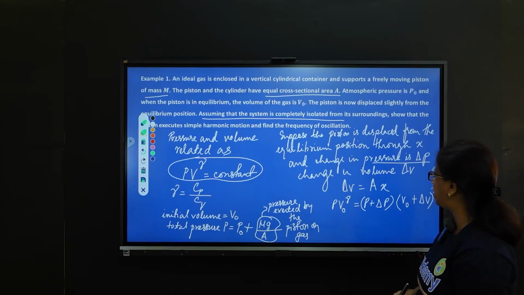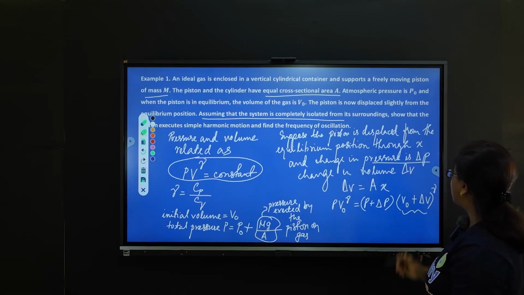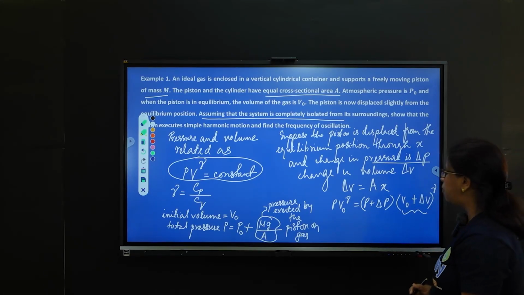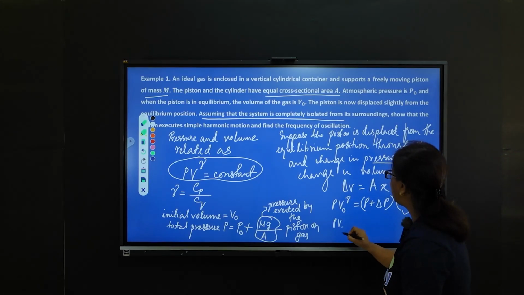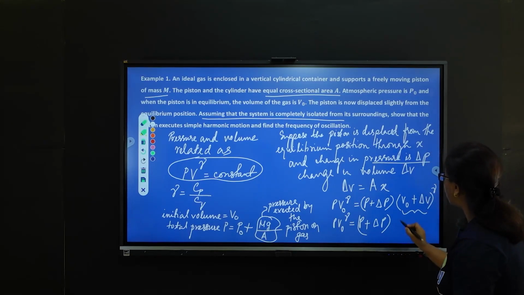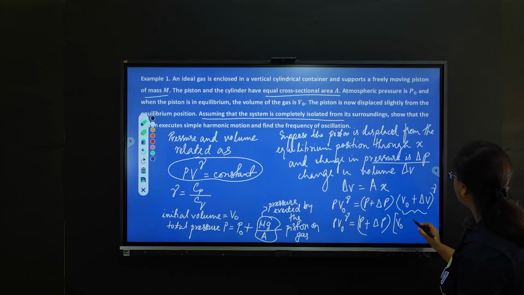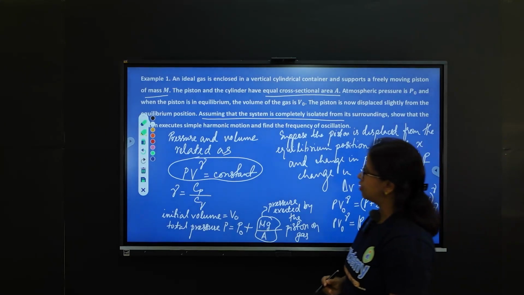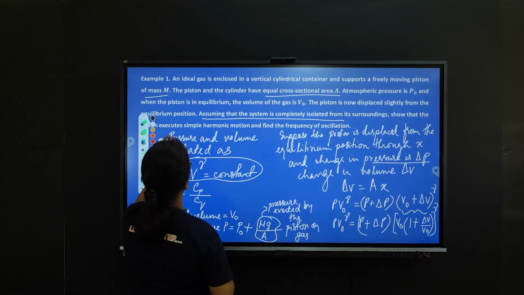So now let's imagine that we expand this part binomially. So we have P V0 to the power gamma is equal to P plus delta P. Let's keep it in this way for some time. And working on this, we take V0 common, and we get this as 1 plus delta V by V0, and this is whole to the power gamma. So let's work on that.